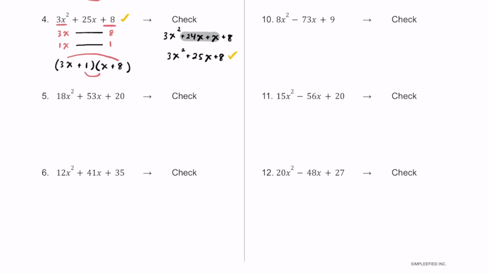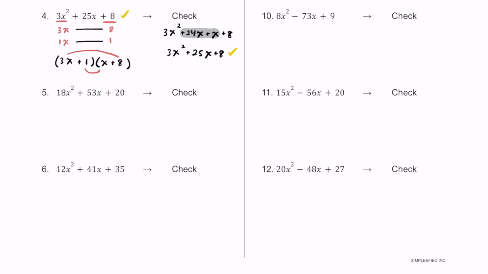If we look at number 5, we have this 18x squared plus 53x plus 20. Now 18 is a composite number, so this is the first time we have to think about other factors: 1 and 18, 2 and 9, 6 and 3. So I'm going to start with 6x and 3x. I like choosing the factors closer together, and if we have to change it, we can. Now for 20, we have 1 and 20, 2 and 10, 4 and 5. So I'm going to go with a 4 and a 5 to start here, okay?